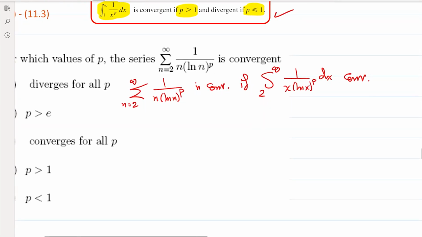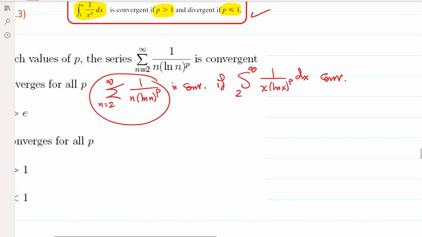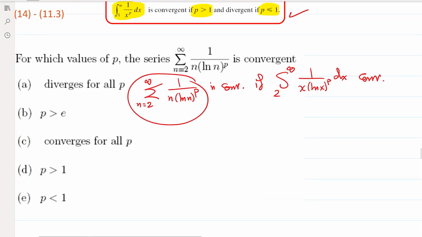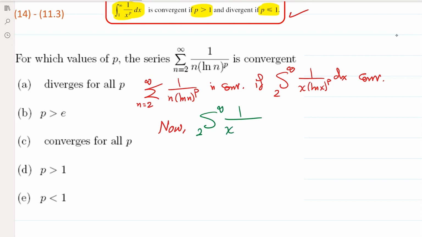Right? So I need to see what values of b make this series converge. It will be the same values where b makes this integral converge. Okay, so let me deal with the integral. Now, the integral will be from 2 to infinity of 1 over x (ln x)^p dx.